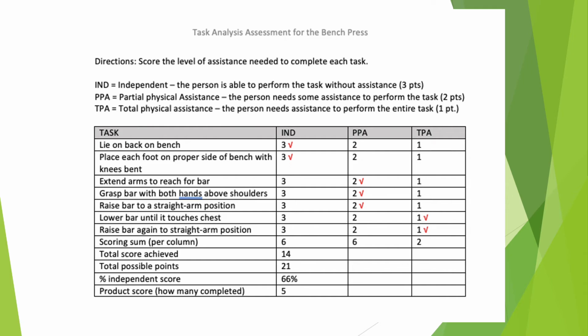So it starts from very basic. Can they lie on their back on the bench? Can they place each foot on either side of the bench with the knees bent? And on the proper side of the bench, so meaning one foot on one side, one foot on the other, extend arms to reach the bar, etc. So the skill is really broken down into its most fundamental parts. So again, one example.